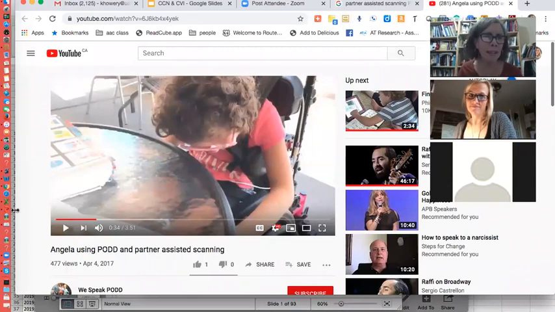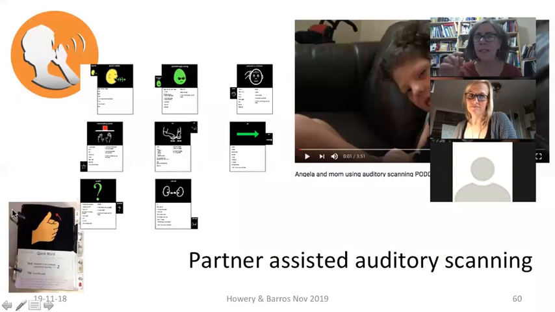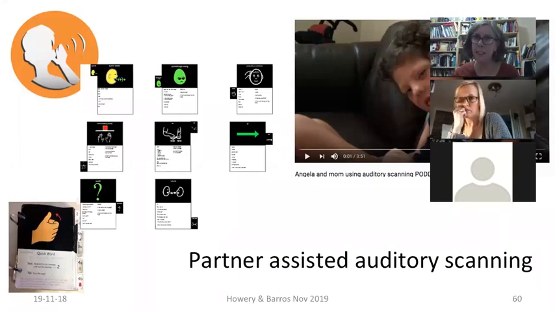But the point there that I want to make is that this mom is running a PODD. And so the auditory scan and the branching is consistent and regular, so the child can wait. They can hear it: this is the category, these are the branches. Not unlike many of our AAC systems, but it's privileging that auditory component. So following these branches consistently lets the child listen and say, yes, that's the one I want.